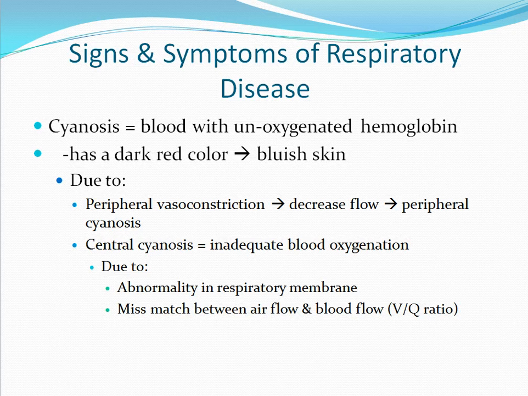Central cyanosis could be the result of an abnormality in the respiratory membrane, or it could be due to a mismatch between airflow and blood flow. This is known as the VQ ratio. V for ventilation, Q for perfusion. If the VQ ratio is high, this means that there is an increase in ventilation, but the blood flow through the pulmonary circuit is decreased. This can lead to cyanosis. If the VQ ratio is lower than normal, this means that there is decreased ventilation, but the blood flow to the lungs is fine. This, however, can also lead to cyanosis.